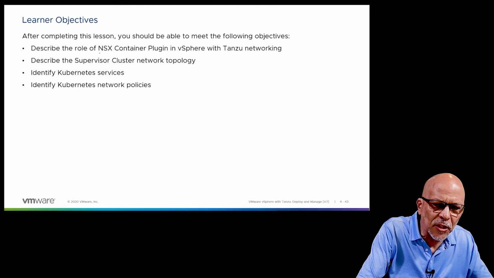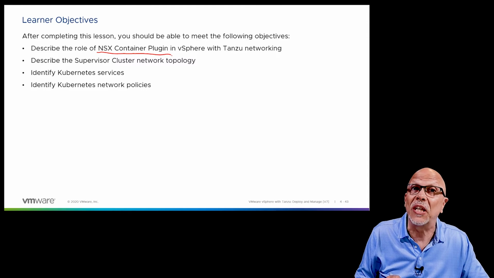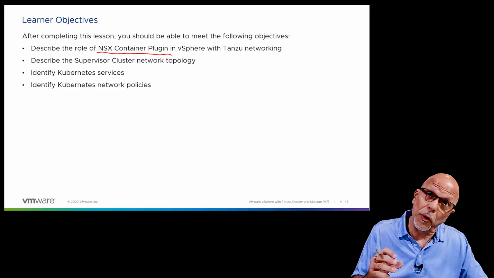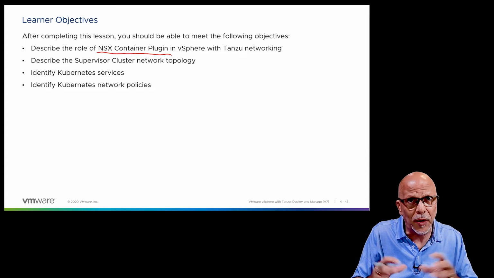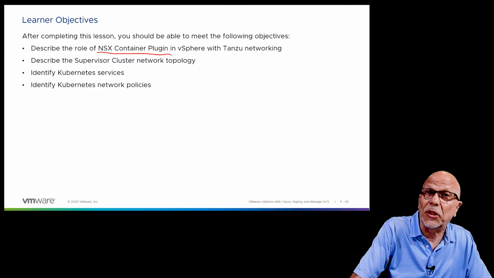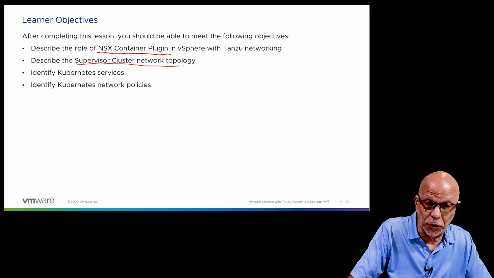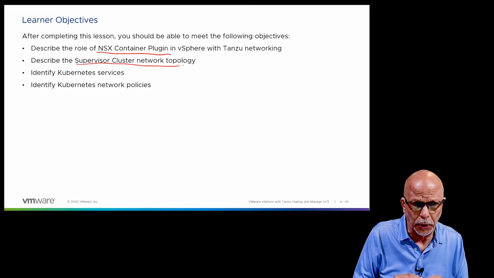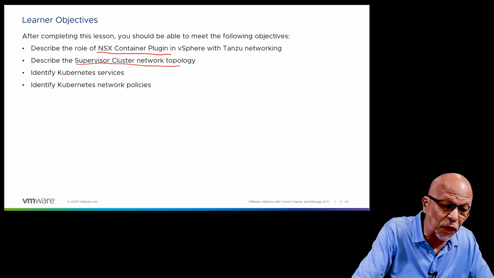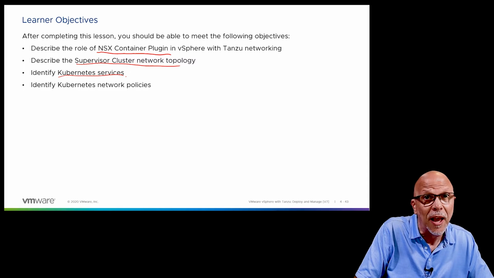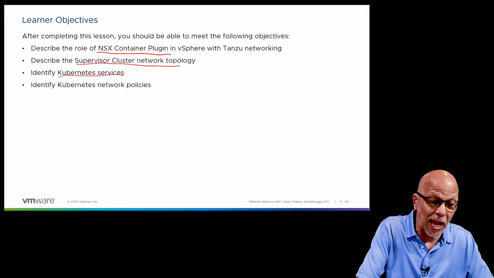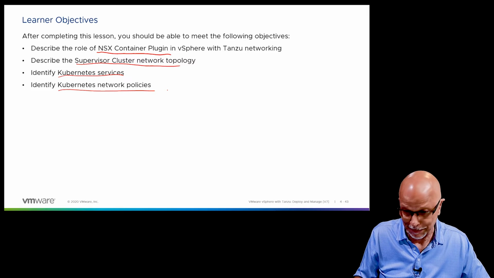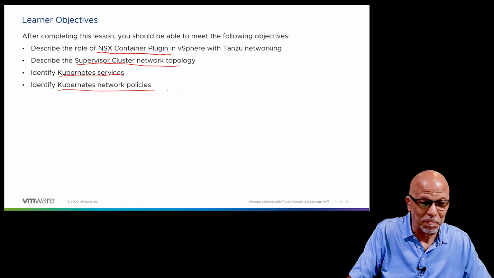And what that is, is this thing called the NCP, or the NSX Container Plugin. We're going to go over the architecture of where that's at and what it's doing. We're going to explain to you how the supervisor cluster or the control plane VMs' network topology works. And then we're going to take a look specifically at some Kubernetes services. And finally, we're going to round it up with taking a look at Kubernetes network policies, or our security pieces. So let's go ahead and get started.